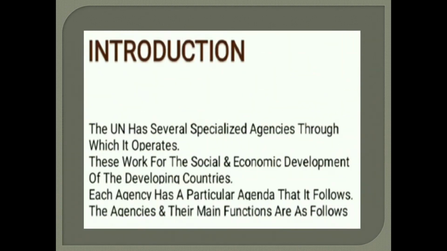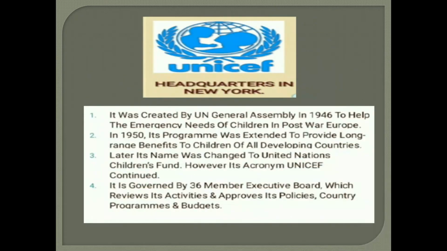The UN has several specialized agencies in order to be operational throughout the world. These agencies work for the social and economic development of all the developing countries. Each agency has a particular agenda that it has to follow, and the agencies and their main functions are as follows. To begin with, we have the first agency as UNICEF, United Nations International Children's Emergency Fund.